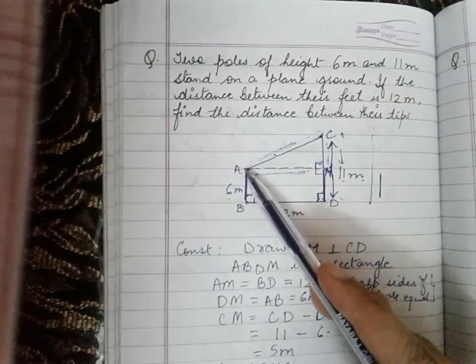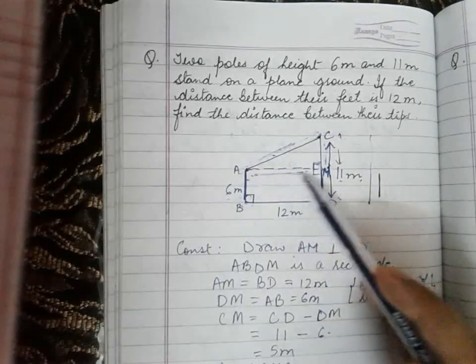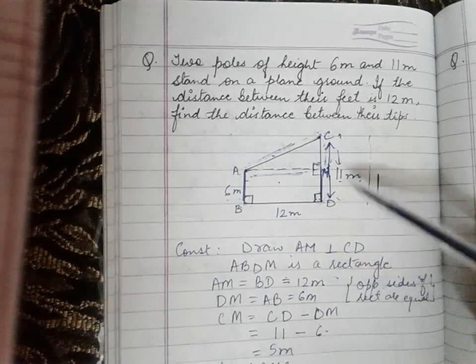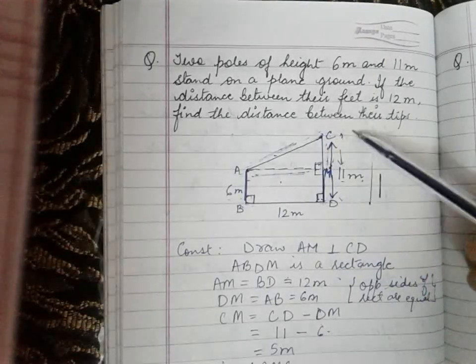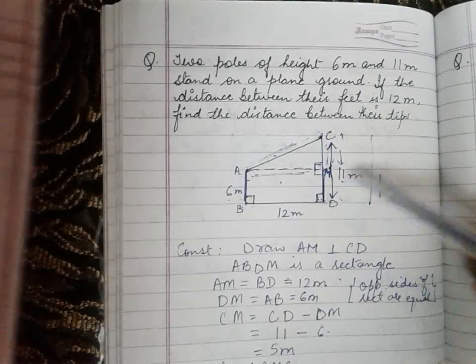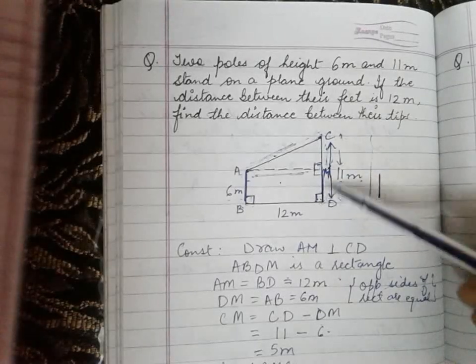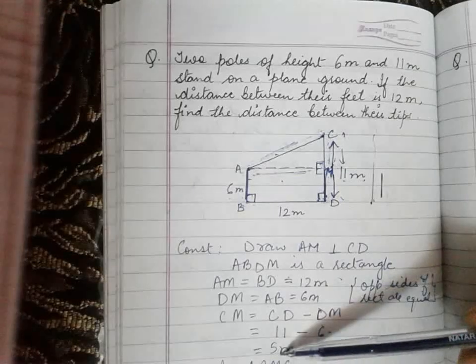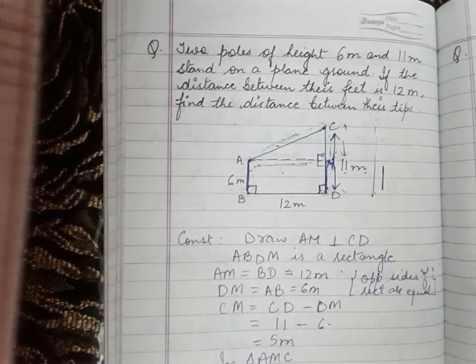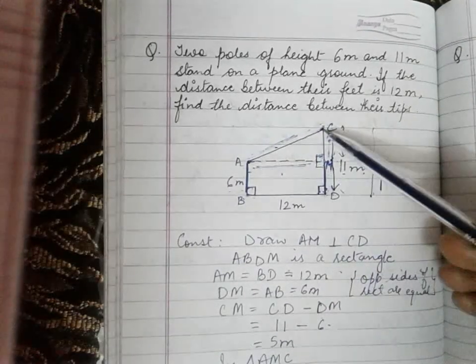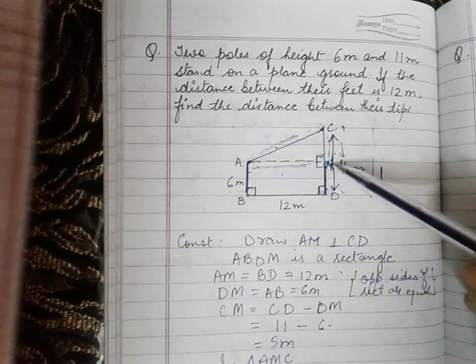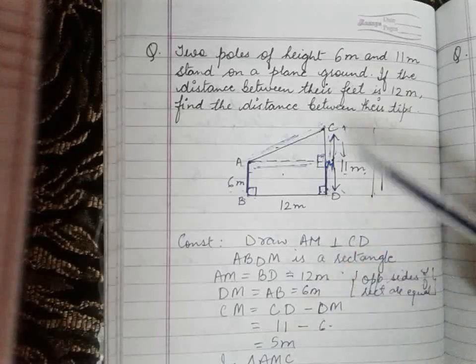But for finding this AC, I need these two sides, AM and CM. AM I have already found equal to 12 meter. And this CM will be equal to the complete CD minus this DM. CD minus DM, that is 11 minus 6, that is equal to 5 meter. Now I know this AM also, I know this CM also. I can apply Pythagoras theorem in this triangle AMC, and then I can find AC.